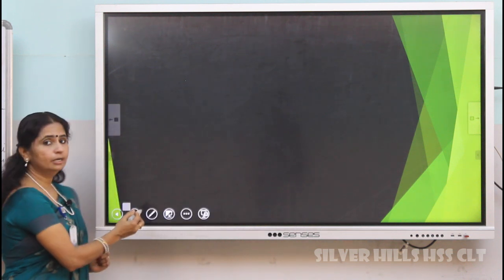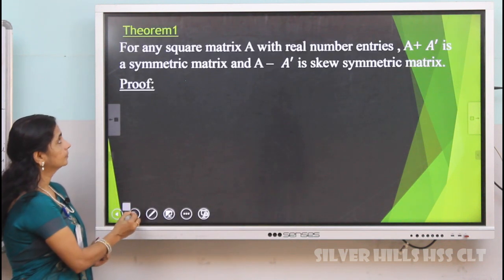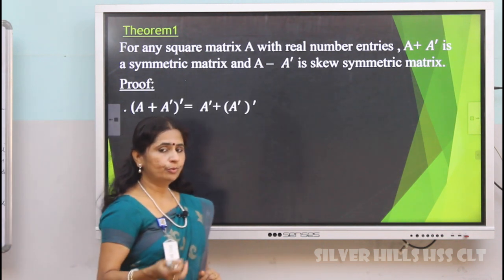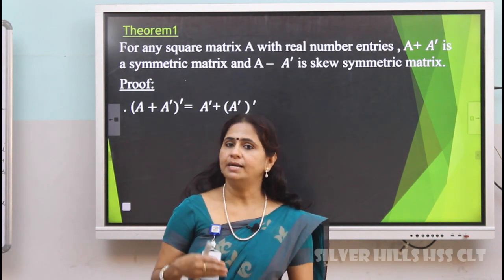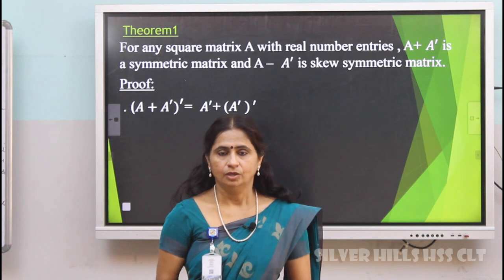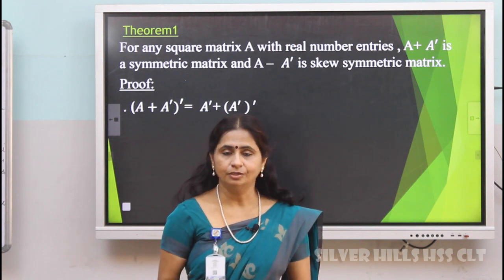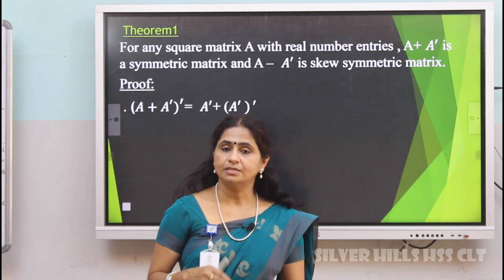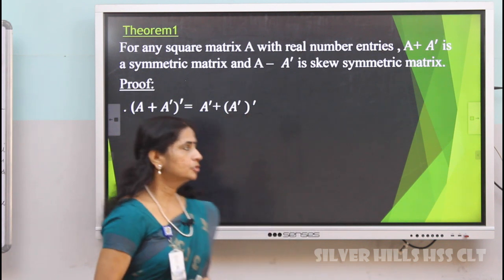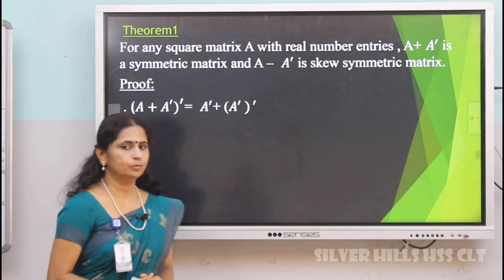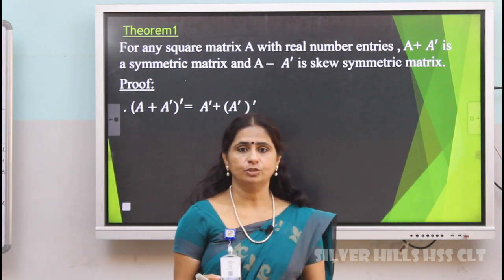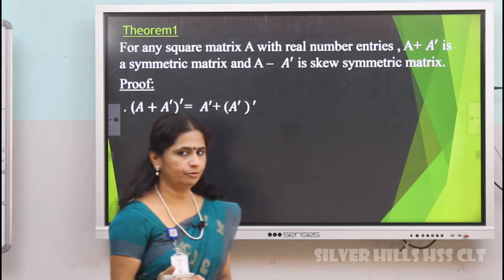Next, we will prove this theorem for A being any square matrix, using the properties of transpose. For any square matrix A with real entries, we have to prove A plus A transpose is symmetric and A minus A transpose is skew symmetric. Whenever you want to prove a matrix is symmetric, you have to show its transpose is equal to the matrix itself. So, the transpose of A plus A transpose, by the property of the transpose, the transpose of A plus B can be written as A transpose plus B transpose.